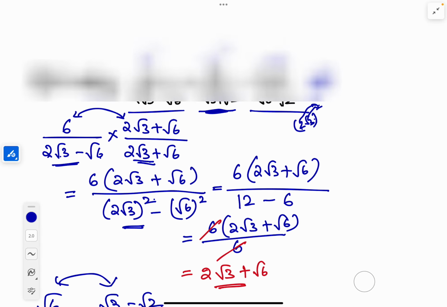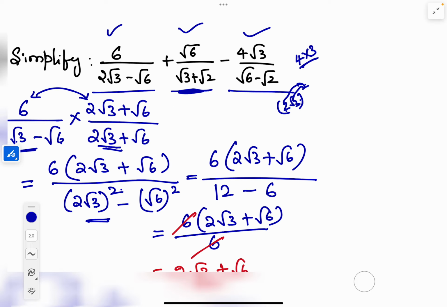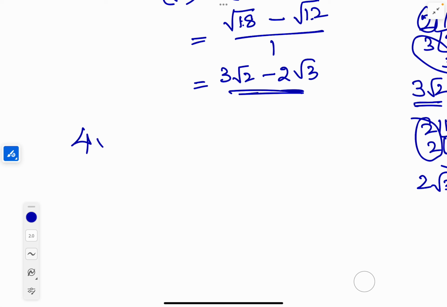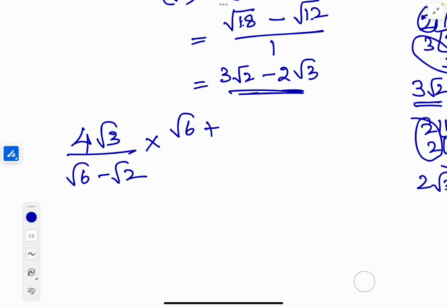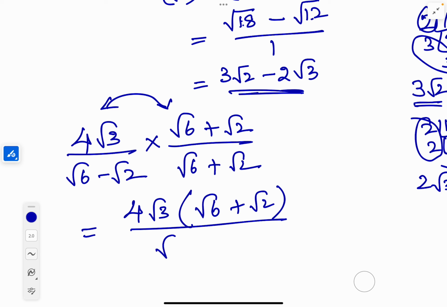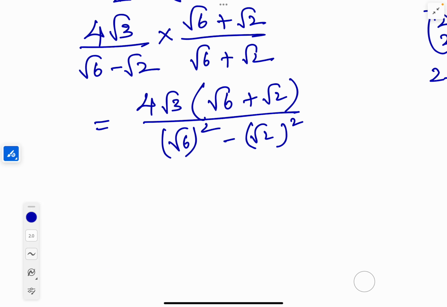Okay. Now see the third term. What is the third term? 4 root 3 by root 6 minus root 2. Same thing. What is the rationalizing factor here? Root 6 plus root 2. That we have to write in numerator and denominator. Multiply numerator. So 4 root 3 times root 6 plus root 2 by, now a plus b into a minus b, again root 6 whole square minus root 2 whole square, right?